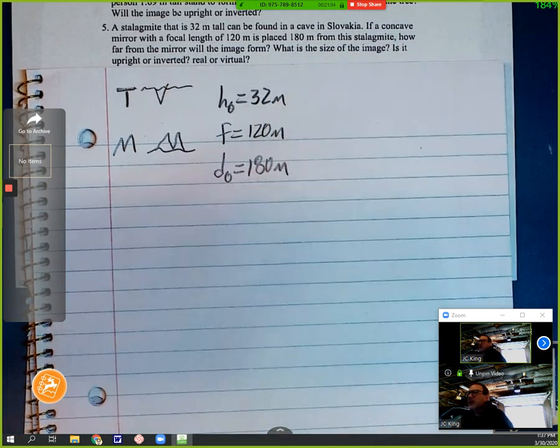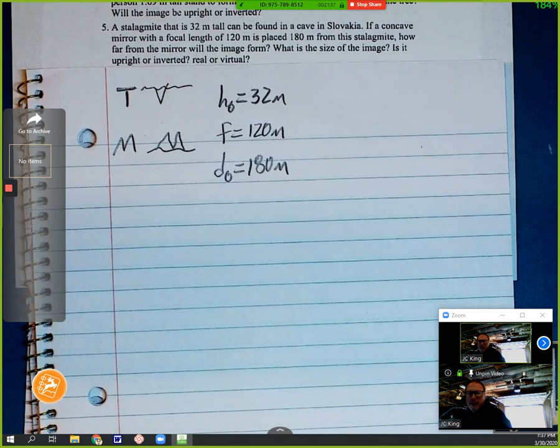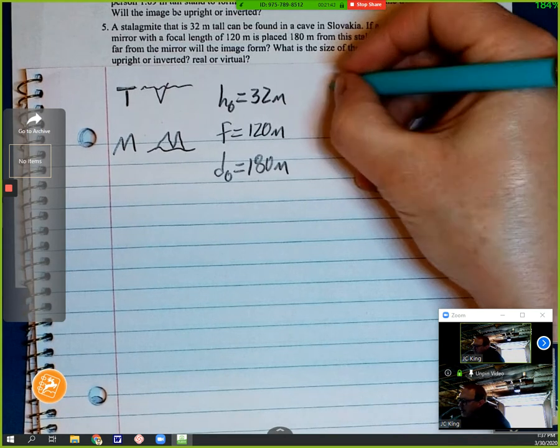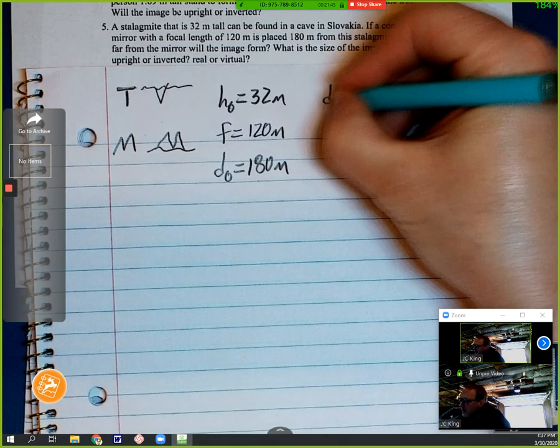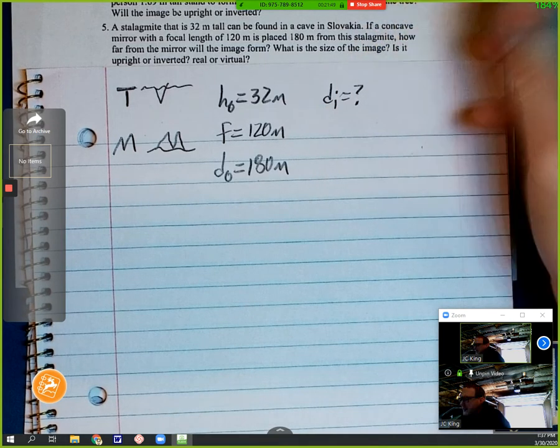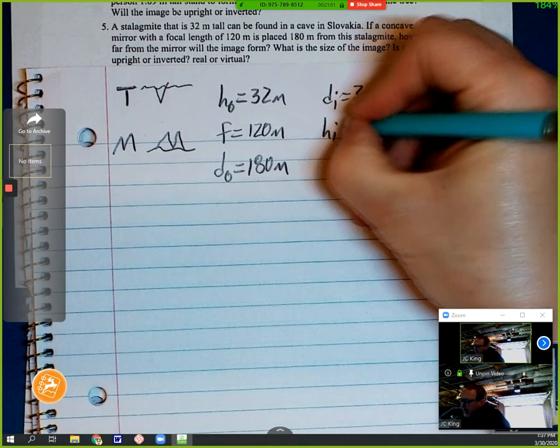Now let's talk about all the things they want us to find here. They want us to find how far from the mirror will the image form. So how far from the mirror is going to be DI. We don't know that yet. What is the size of the image? That's going to be HI. We don't know that yet.